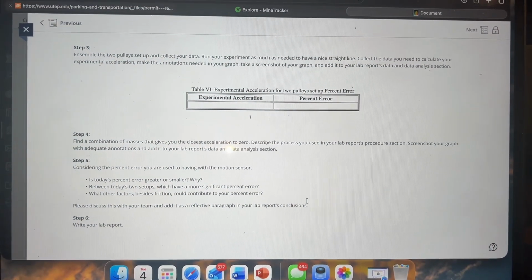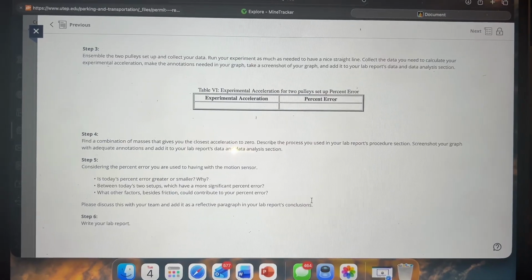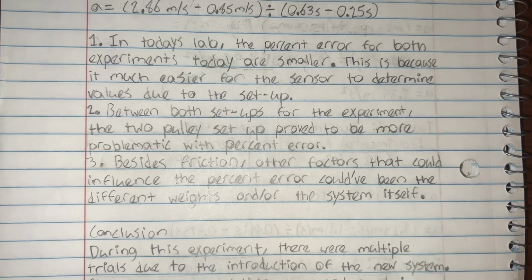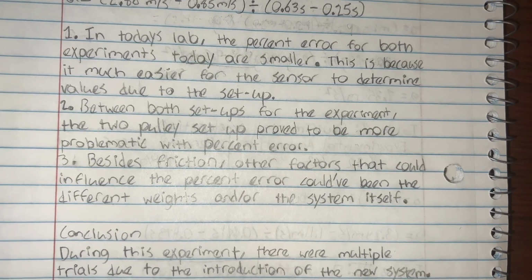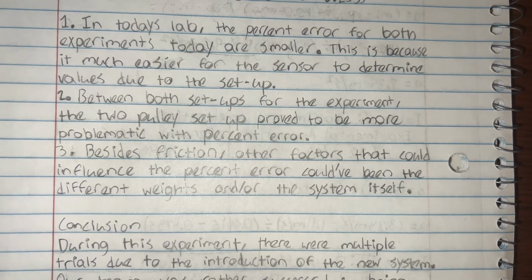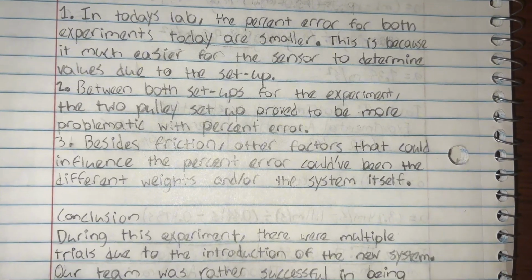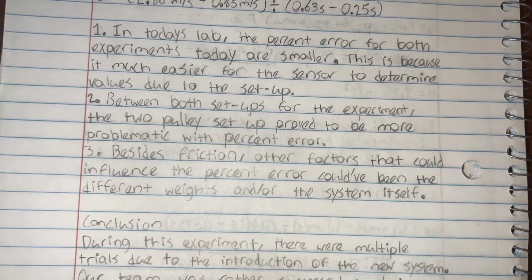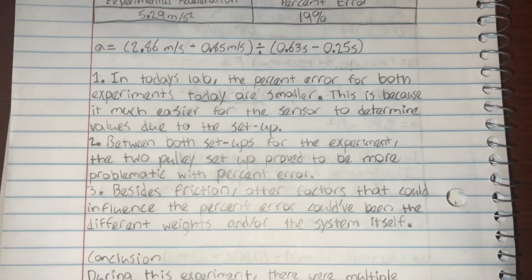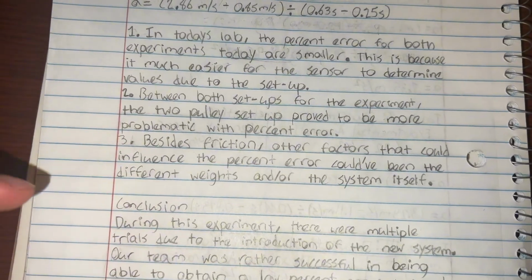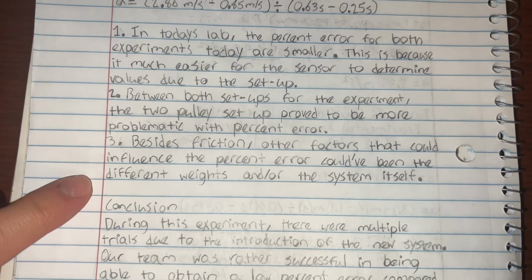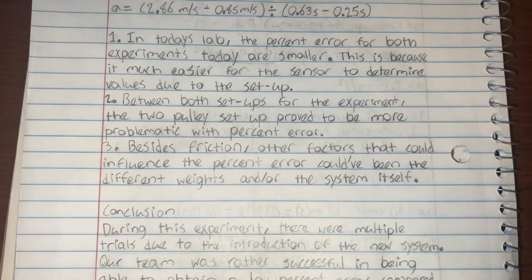Now jumping into the last question, it said, what other factors besides friction could contribute to your percent error? We put that besides friction being a factor, other factors that could influence the percent error could have been the different weights of the system or the system itself. We tried multiple different weights for each of the systems, and so it was a lot of trial and error, which obviously is a large factor contributing to our percent error and trying to determine a good value that would give us a decent experiment result.